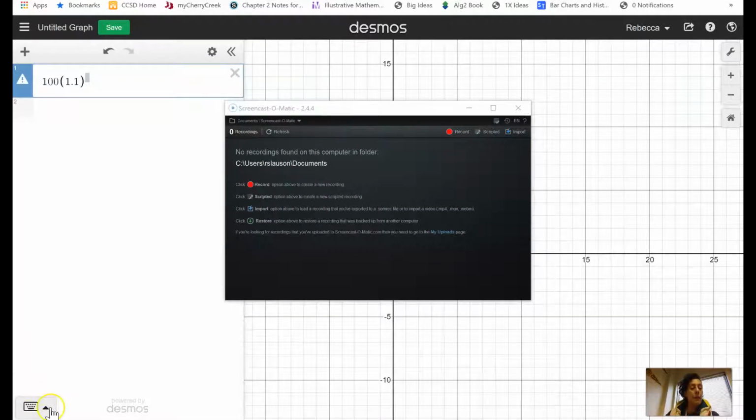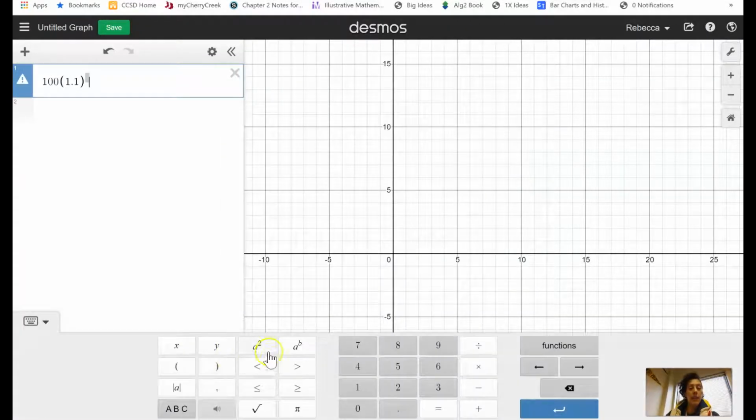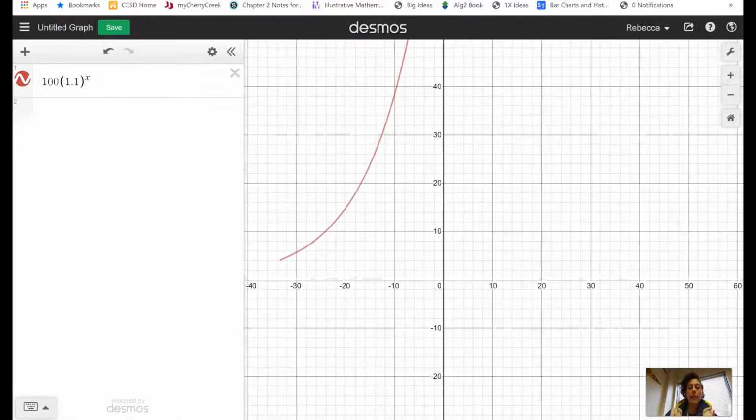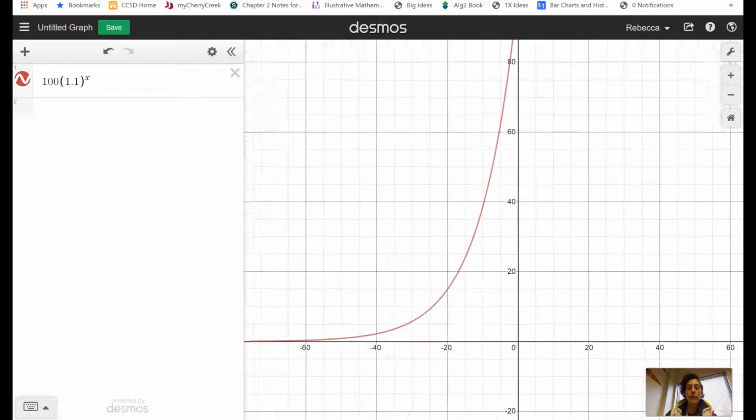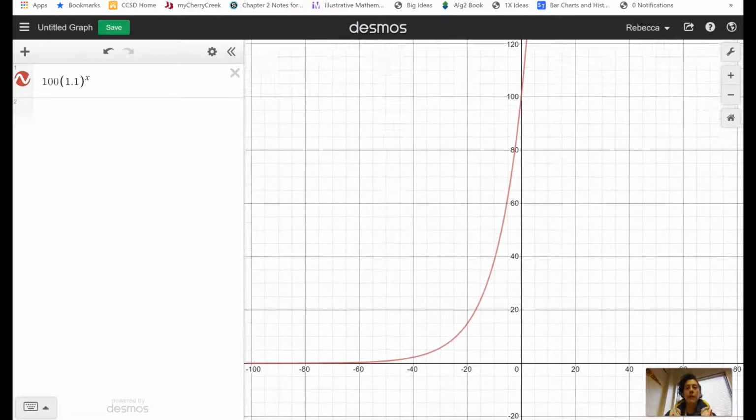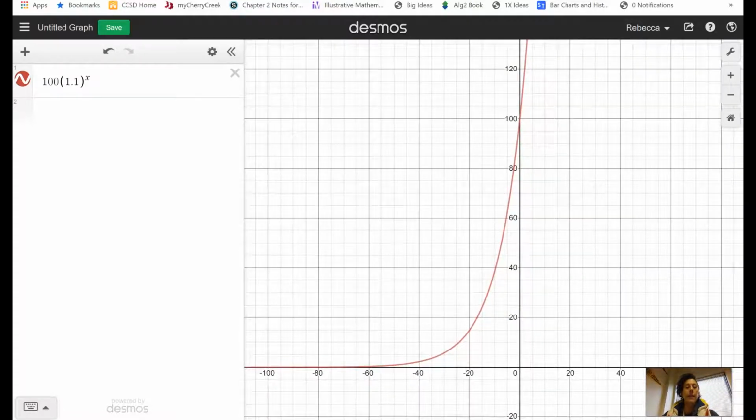So down on the bottom left, I have a keyboard that's attached, and this a to the b is my exponent. So I could put in x, all right? And again, if you can't see the equation, I'm just going to zoom out a little bit using the touch screen, and we're going to see this. All right? So this is the equation that's going to get me all my answers.